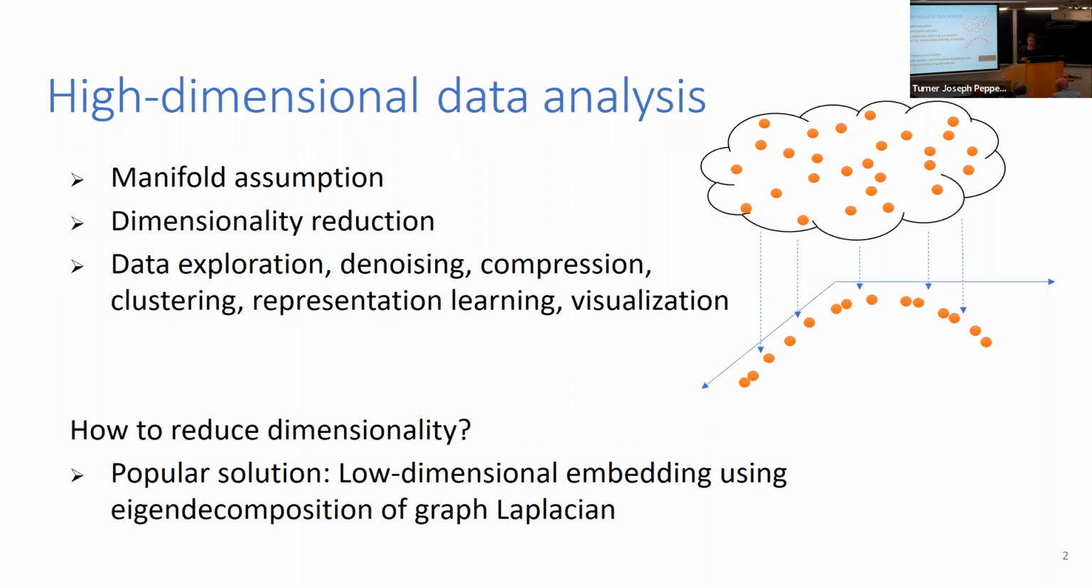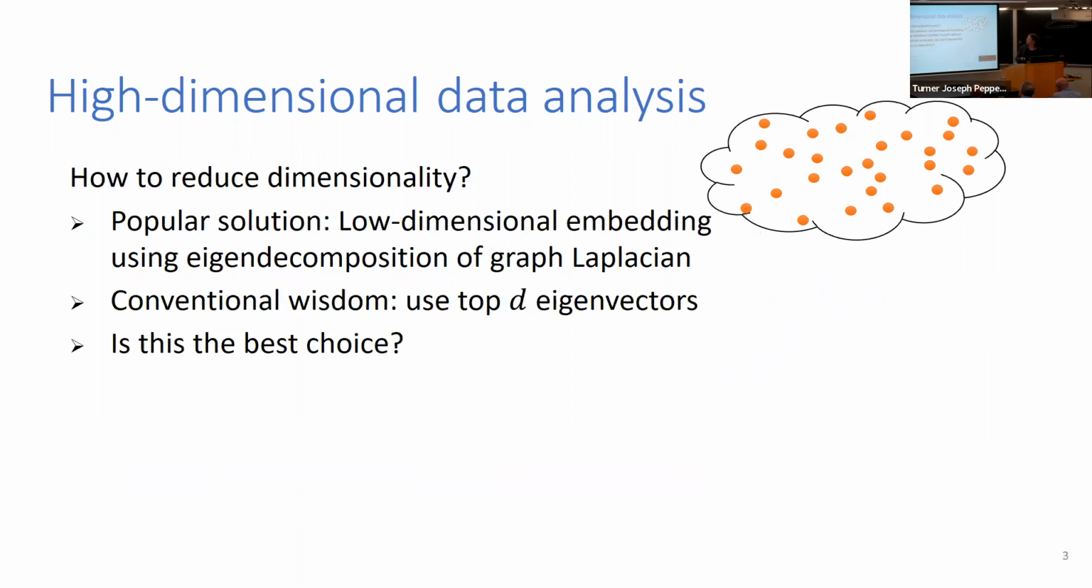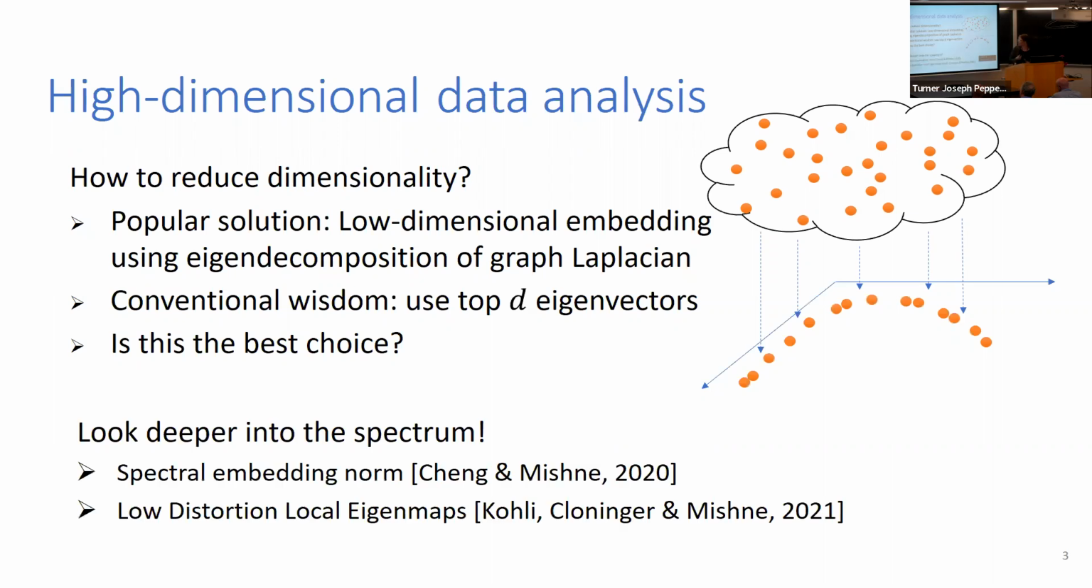And then the question is how to reduce dimensionality, and a popular solution is taking the eigendecomposition of the graph Laplacian, and we've heard about the graph Laplacian in the previous two talks. The conventional wisdom is that we use the top D eigenvectors of the graph Laplacian in spectral clustering and diffusion maps, Laplacian eigenmaps, and so on. And a question that we've been considering these past few years is: is this the best choice, to take the top eigenvectors? I still have this animation.